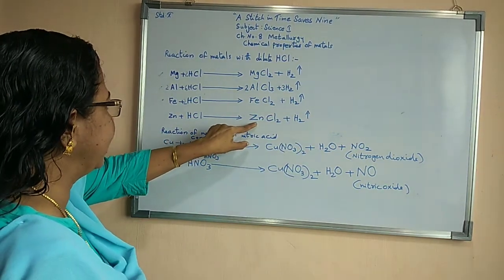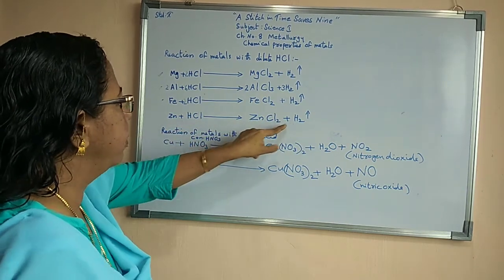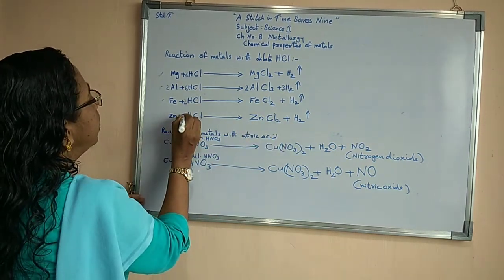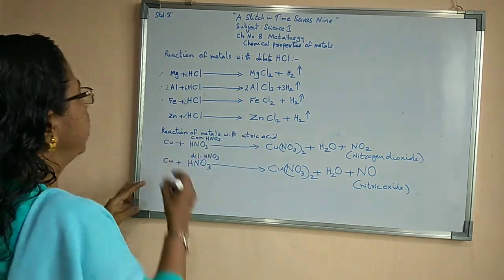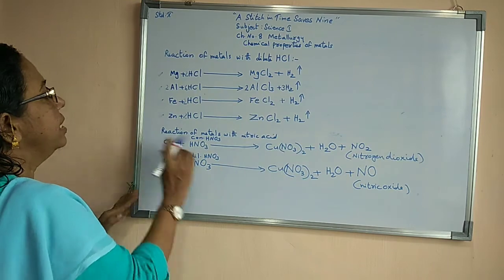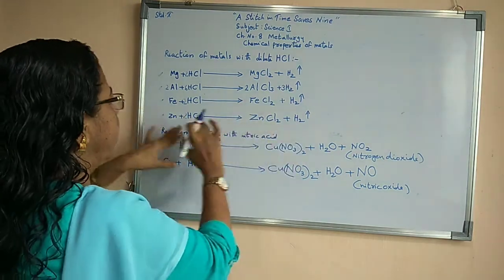Now zinc here 1. Here also 1 zinc. Hydrogen here 1, but here 2. So I am writing here 2. Now chlorine here 2. Here chlorine 2. Equation balanced. That means we have to make equal number in both the sides.